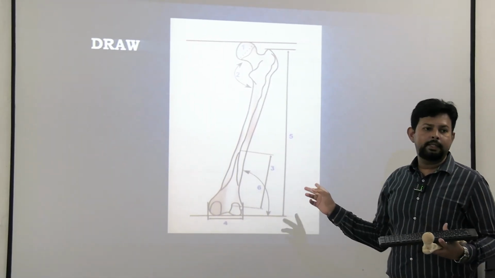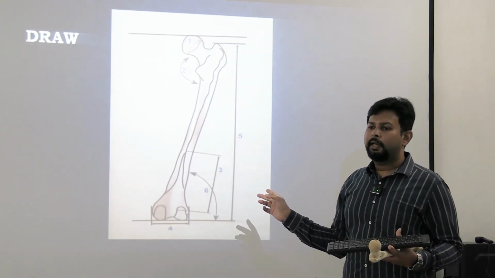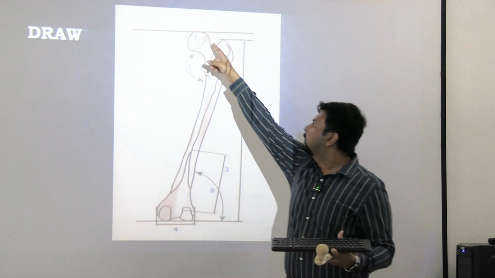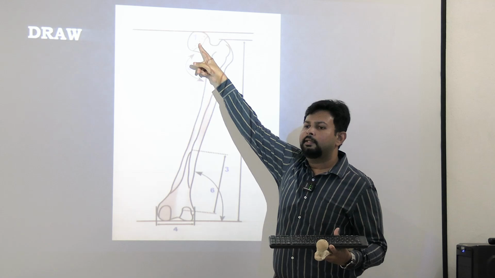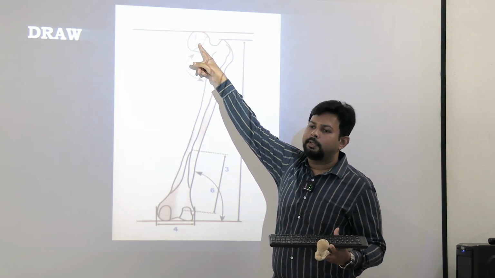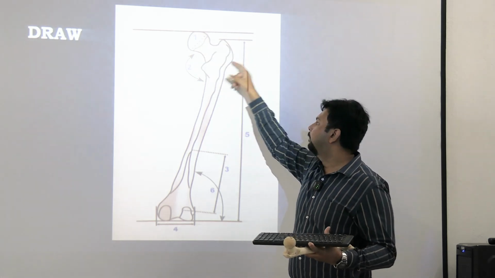Any doubt regarding this picture? Those who came late, any doubt? This is the anterior-posterior diameter of the head, larger in males, forming more than 2/3 of the sphere in males, less than 2/3 in females. Okay.